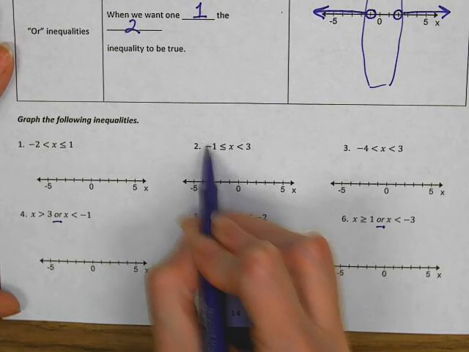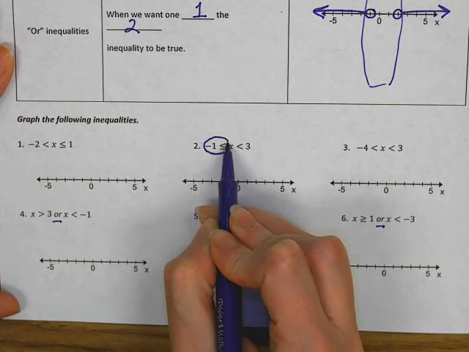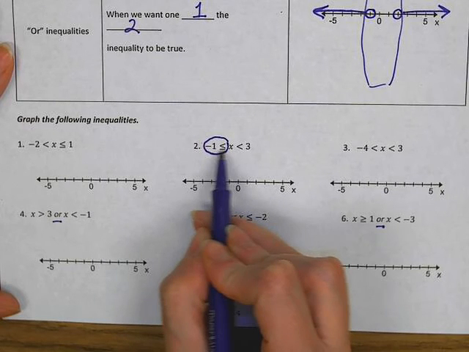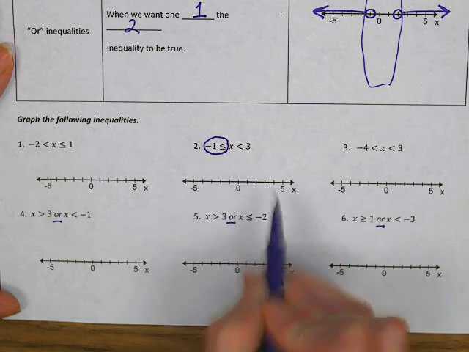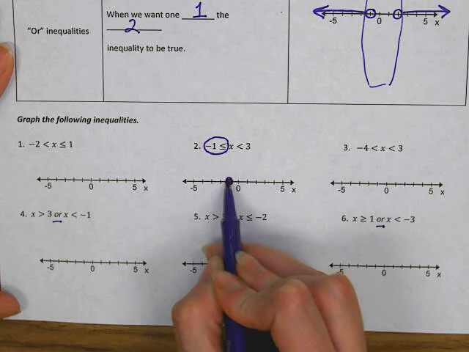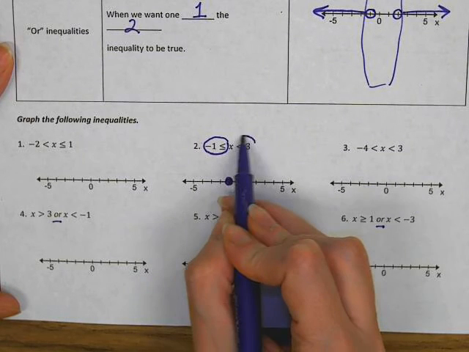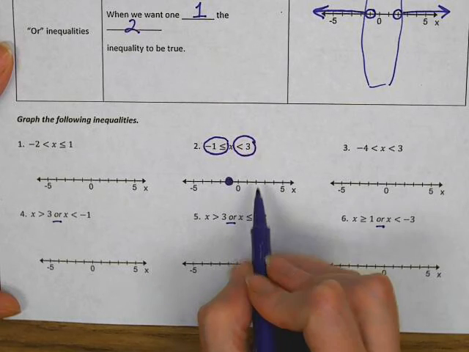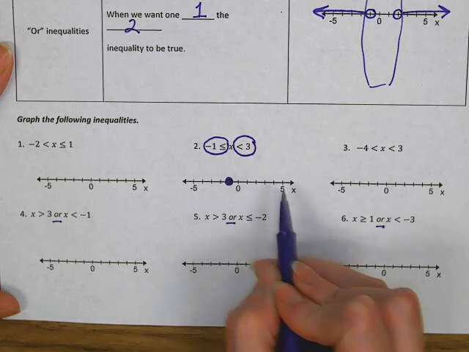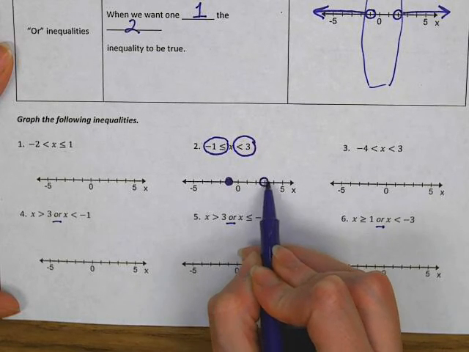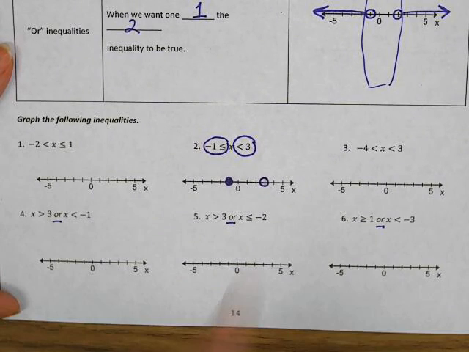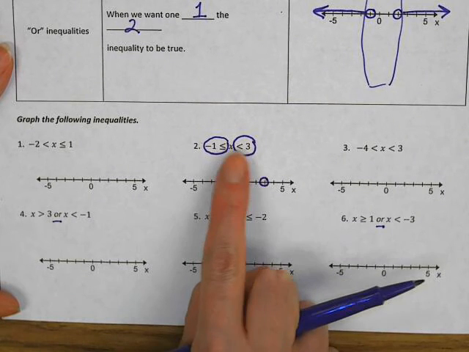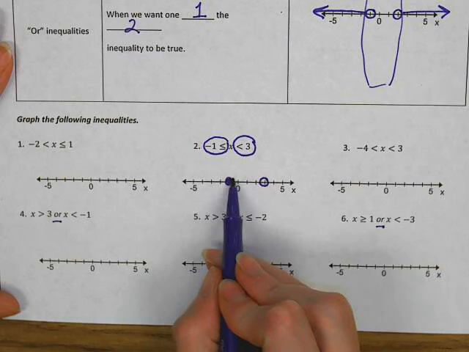We're going to make a closed circle at -1, right? Because of that little or equal to sign. So closed circle at -1. And then we're going to do an open circle at 3 because it does not have that or equal to symbol. 3 is over here. And because it's written as a less than sandwich, you shade inside.